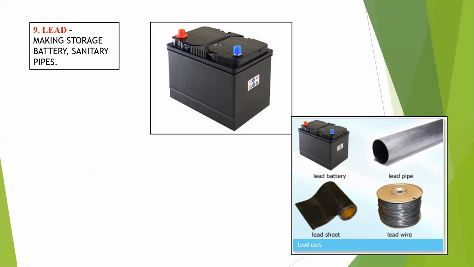Next is lead. Lead is another metal which we use. It's a heavy silvery gray metal. It is used for making storage batteries. As you can see, this is the battery we use in a car. Next, it is used for making sanitary pipes, lead sheet, lead wire, and for alloy purposes also.